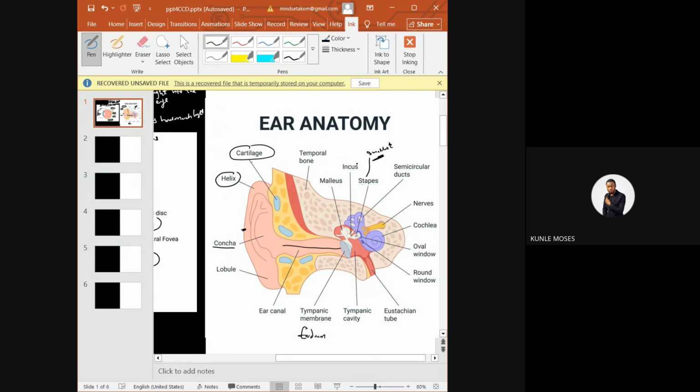And how do you remember this thing? You can use SIM. That's how we remember: stapes, incus, malleus. In case they ask you the three bones that are attached to the eardrum: the stapes, the incus, and the malleus. The stapes is the smallest bone. The incus is the middle bone, while the malleus is the first external bone that is attached to the eardrum.